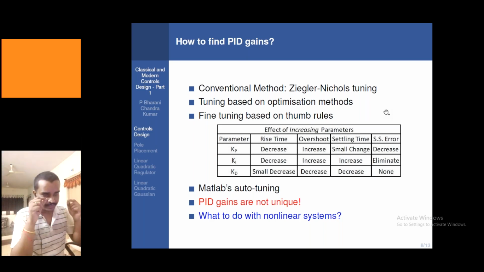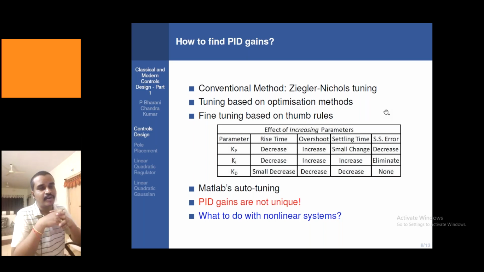The value of K for which you get the oscillatory response is called the critical gain, and the time period of that oscillation is called the critical time. There are some standard formulas based upon the critical gain and critical time, from which you can get the KP, KI, KD values. That is one conventional way of tuning.